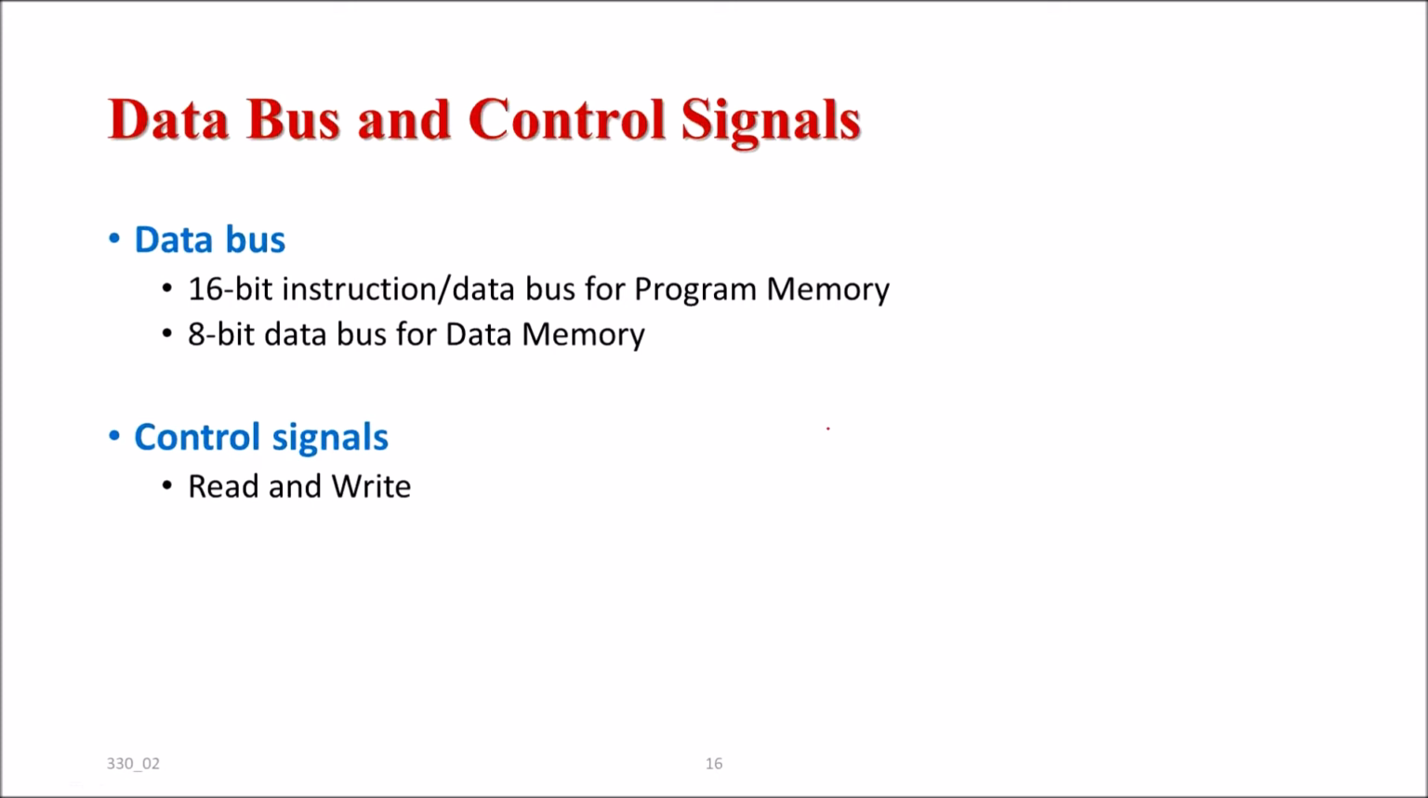Now the data bus: a 16-bit instruction data bus for program memory, because the size of an instruction is 16-bit. So to read an instruction from memory, the bus size is kept at 16-bit. But data is 8-bit, so the size of the data bus for data memory is 8-bit. It uses Harvard architecture, so it has separate program memory and separate data memory. So the sizes of the buses are also different. And as we have discussed, various control signals are there. The main signals are the read and write signals.